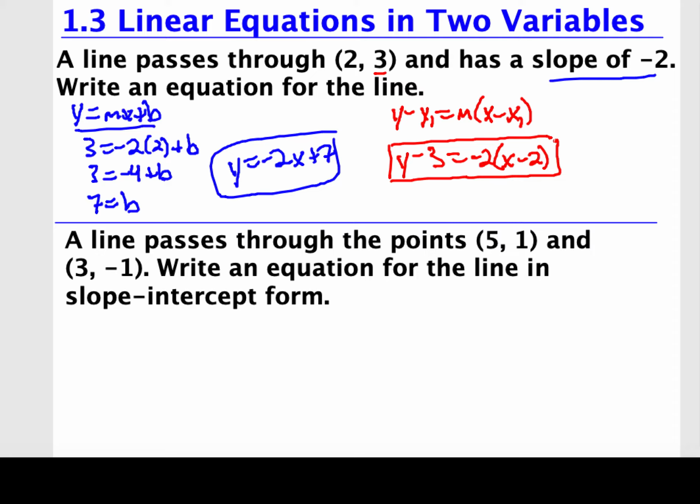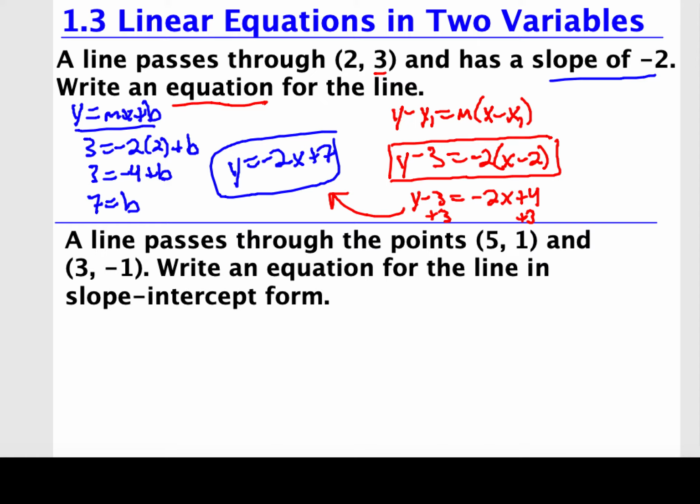Well, what if we simplified real quick? What if we took that red equation and we said, okay, well, y minus 3 would be equal to, let's do a little distributive property, -2x. -2 times 2 would be -4. And if I add 3 to both sides, notice, don't we get y equals -2x plus 7. So really they are the same equation, they're just in a different form. Either one of those approaches is a perfectly good approach to writing that form when they haven't specified what type of equation we want. Just write an equation of a line.